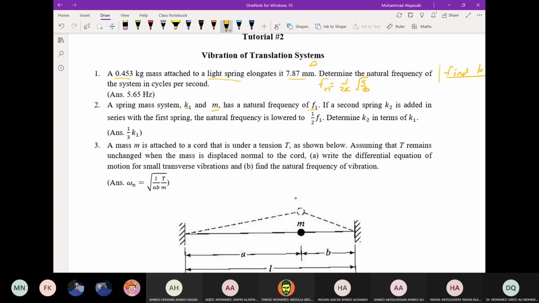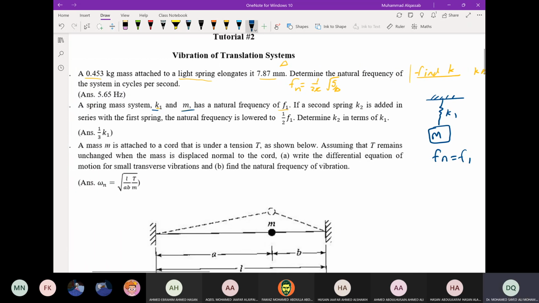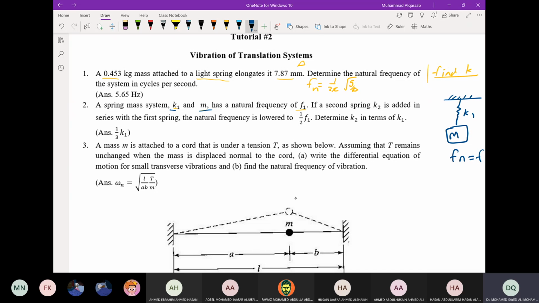So you have two systems here. The first system consists of a spring of stiffness K1 and mass M. You can just represent this as M and K1. The natural frequency is equal to F1. This is what is given. The second system is when a second spring K2 is added in series with the first spring, the natural frequency is lowered to half F1. Determine K2 in terms of K1.